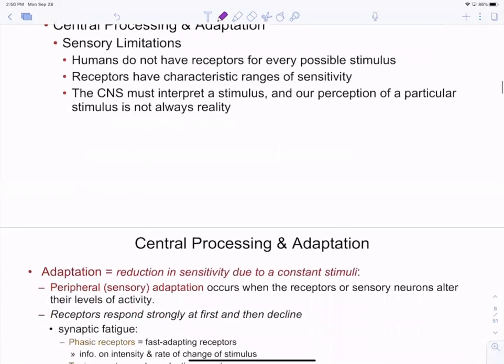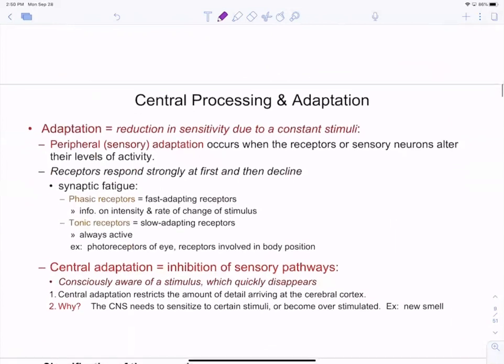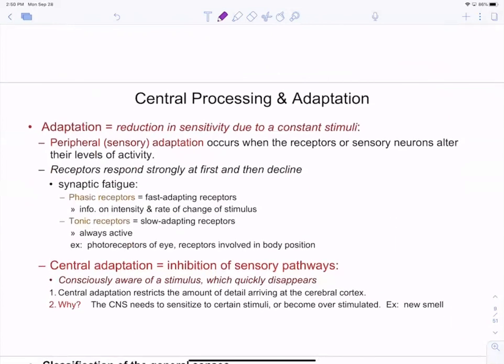And there's really two types of adaptation. There is sensory adaptation and there's central adaptation. So sensory adaptation is just where the receptor or sensory neurons respond first in the beginning and form action potentials easily, but will become fatigued and form fewer and fewer action potentials. So phasic receptors are fast adapting, really intense at first, but they can quickly adapt. And then you have tonic receptors, which are really slow to adapt to the same stimulus.